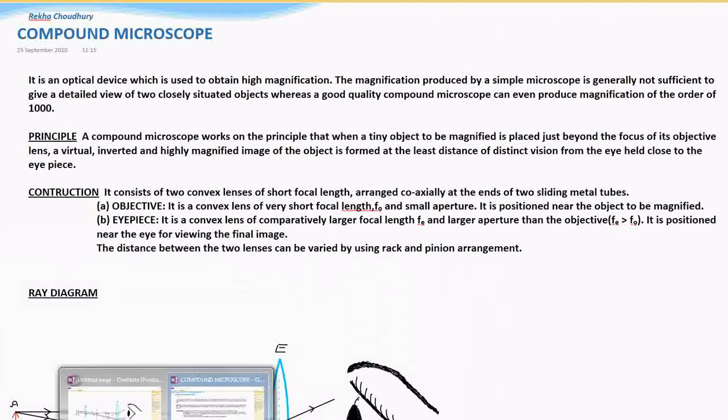In our last video, we discussed the simple microscope, but the magnification produced by a simple microscope is not sufficient to give a detailed view of two very closely situated objects. Whereas, if we take a combination of two convex lenses, then the magnification produced will be larger. The instrument so designed is known as a compound microscope. Even a good quality compound microscope can produce magnification of the order of 1000.